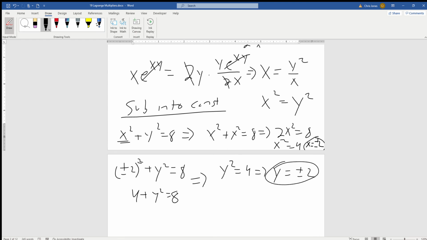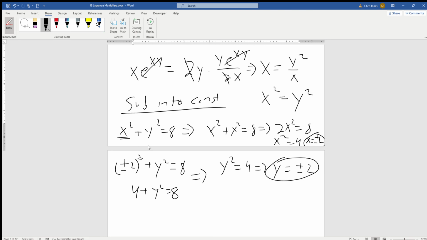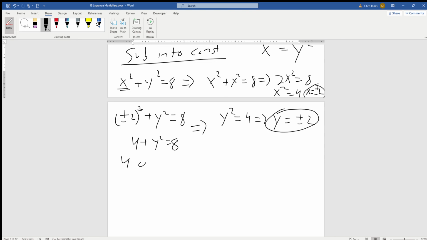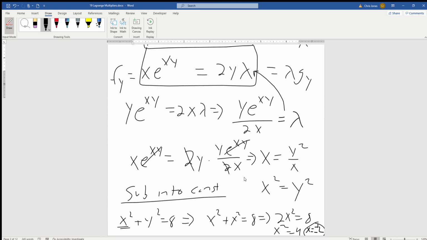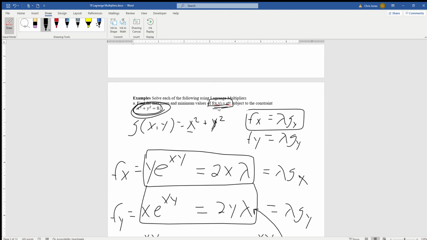And so what does that mean? That means that there are 4 potential optimal points, because when x is plus or minus 2, y is plus or minus 2. So there are 4 optimal points, and the 4 optimal points are (2, 2), (-2, 2), (-2, -2), and finally (2, -2). How do we figure out which ones are the biggest and smallest points? Well, we just plug them all back into the original function.